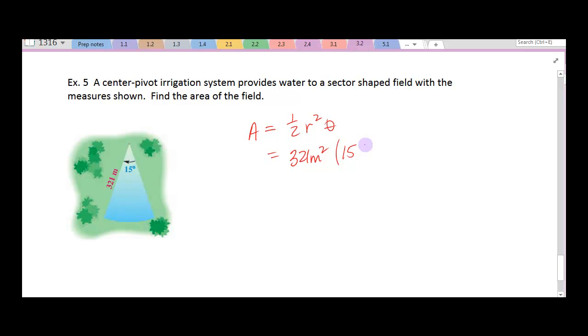So I'm going to multiply by 15 degrees, but remember that I have to change theta into radian measure if it's not already given. So I'm going to multiply by pi over 180. We can just put all of that into the calculator, and we find out that the area that this is going to cover is approximately 13,488 meters squared. So that's how much this center pivot irrigation system would cover. That's the amount of land it would cover.